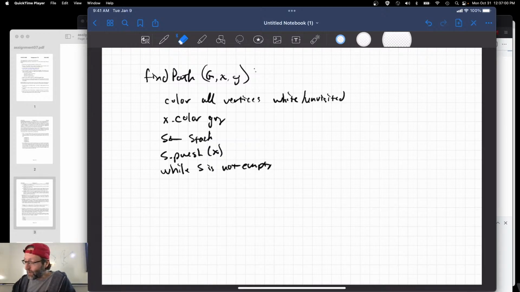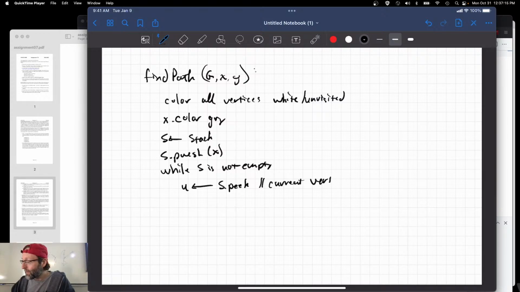So what I'm going to do is look at what's on top of this stack, using S dot peek. This is the current vertex, U. Now, if the current vertex is equal to your end vertex, the thing that you're looking for, you're done. You found a path. Output the stack. That's what's representing your path.